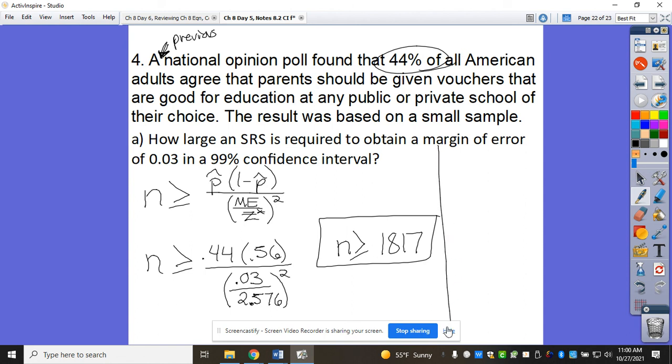Alright, so for part B instead, I just have 0.5s here. And I get that my n is greater than or equal to what? 18 what? Which is what we expected. It's a little bit bigger. More conservative, it's saying sample more people. Questions?